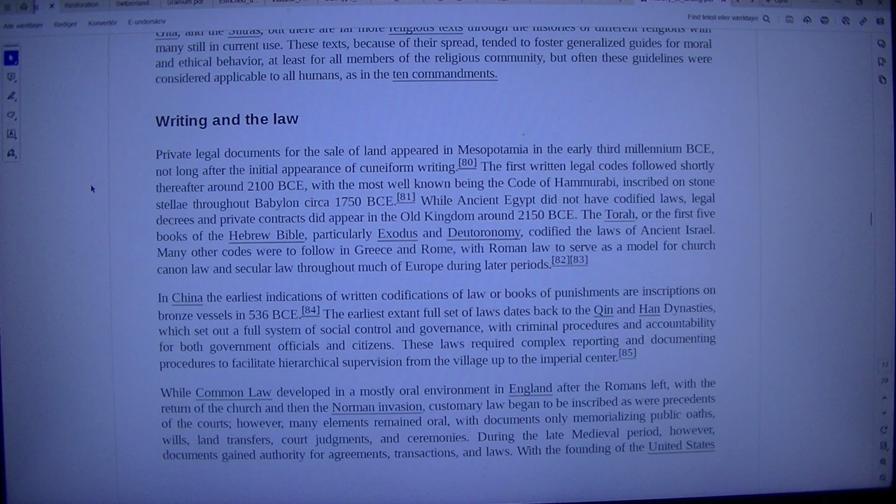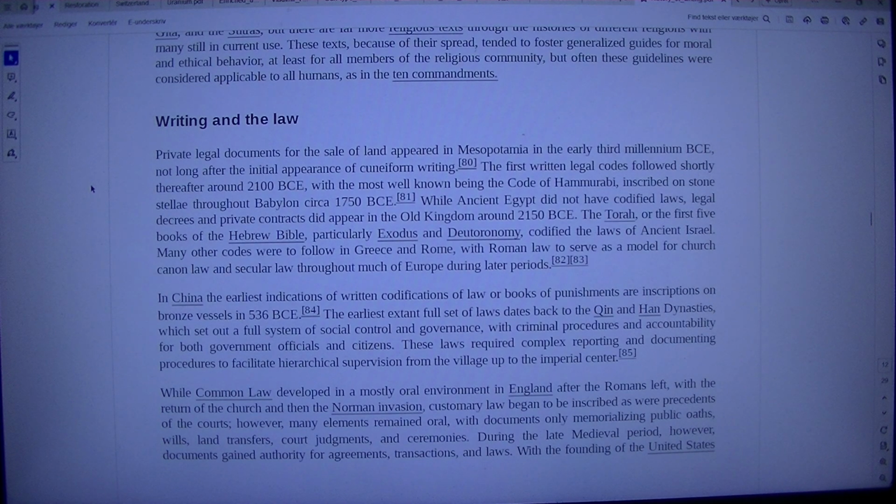85. While common law developed in a mostly oral environment in England after the Romans left, with their turn to the church and then the Norman invasion, customary law began to be inscribed, as were precedents of the courts. However, many elements remained oral, with documents only memorializing public oaths, wills, land transfers, court judgments, and ceremonies. During the late medieval period, however, documents gained authority for agreements, transactions, and laws.